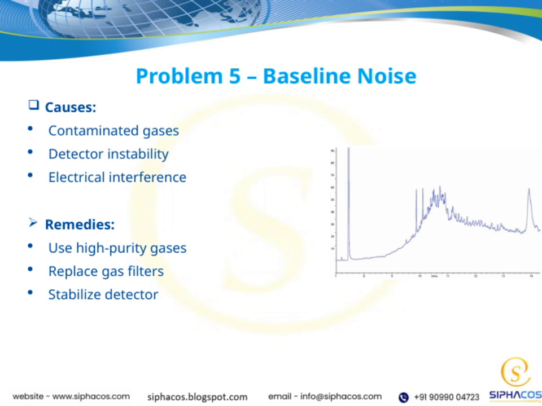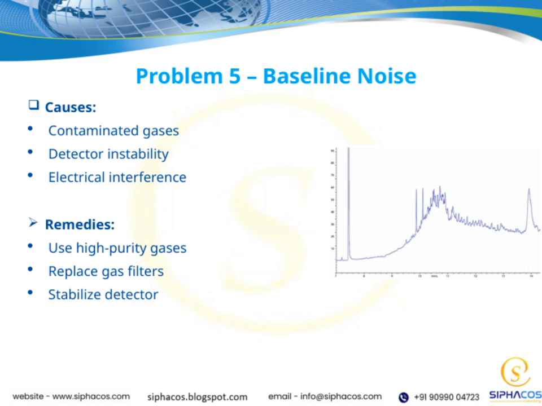Detector instability is another cause. If the detector isn't stable or properly calibrated, its output can fluctuate and create noise. Electrical interference is also a key contributor. External electrical sources can disrupt the detector's signals, leading to increased baseline noise. Now, to address these issues, we have some effective remedies.